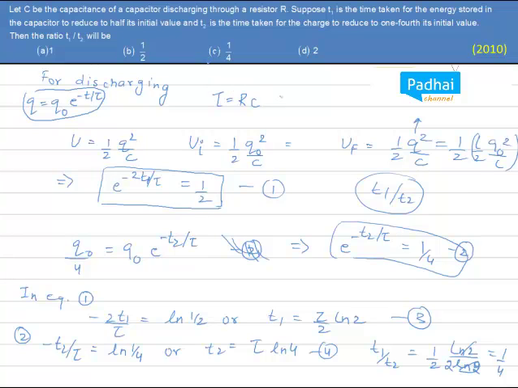So although this was a relatively good question compared to whatever is asked in AIEEE, it could have been easily done because it was just dependent upon the basic formulas, that's it.